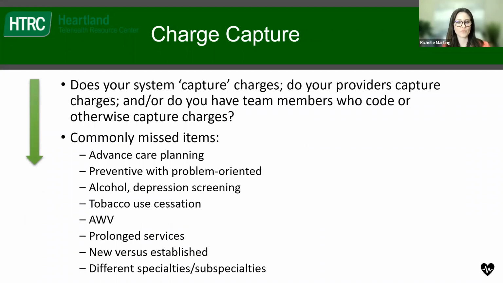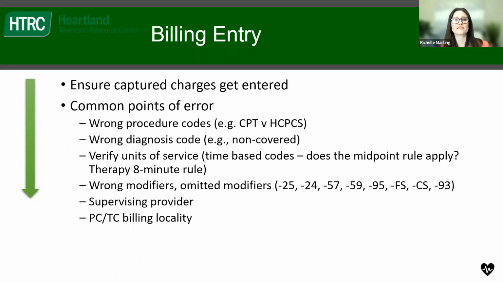If I go back one slide here and we look at alcohol screening, depression screening, tobacco use cessation screening, wellness visits. Those are services that payers like Medicare may have their own unique codes for, like HCPCS codes that start with the letter G, that they want reported for their particular program, but that may also have comparable CPT codes. And if we're not entering the right code for the right service for the right payer, we're going to see denials or incorrect reimbursement for those services. Entering the wrong diagnosis code.